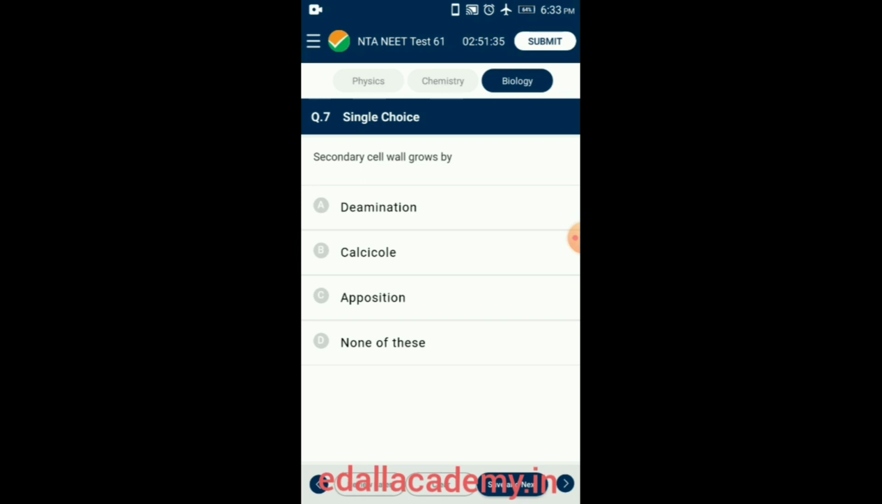It usually consists of 3 layers which are often named S1, S2 and S3. It is found in collenchyma and sclerenchyma cells and xylem vessels. The secondary cell wall grows by apposition. In this method, new cell wall material secreted by the protoplasm is deposited as definite thin plates one after the other on the inner surface of the original wall. So the answer for this question is option C, apposition.